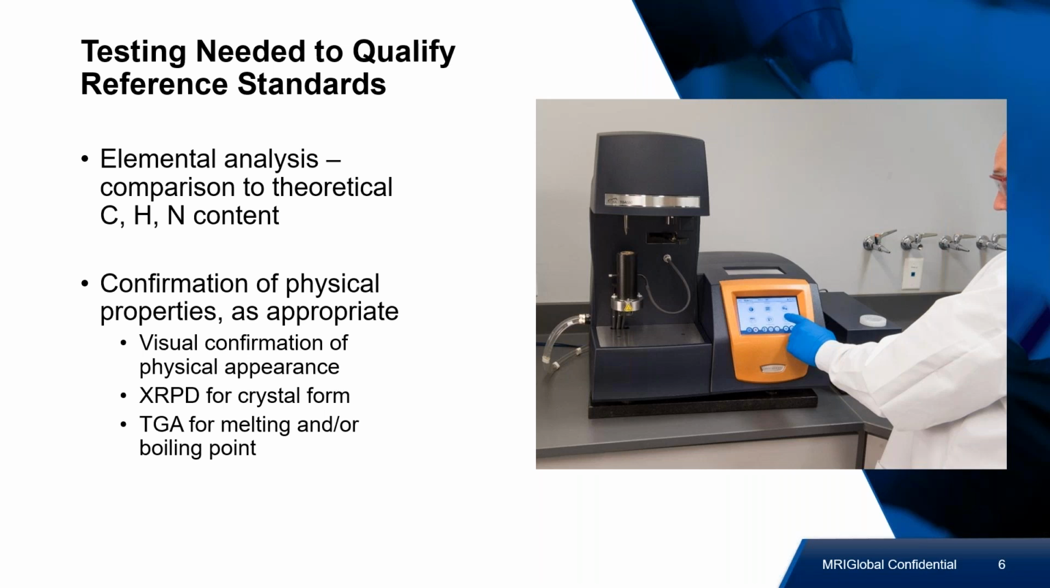XRPD for the crystal form: if you have a drug substance that can exist in multiple crystal forms and you know that those need to be monitored, it may be appropriate to confirm that information for your reference standard as well. TGA for melting or boiling point are also great ways to just confirm the physical properties of the material.